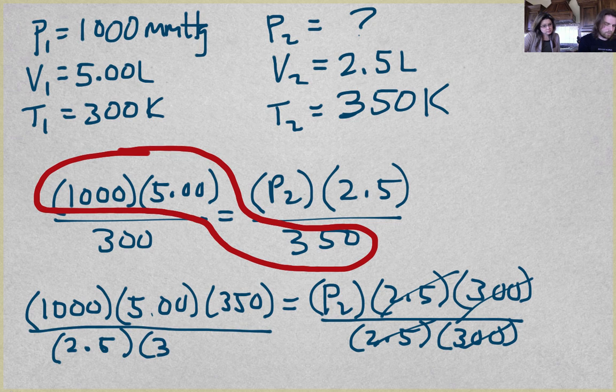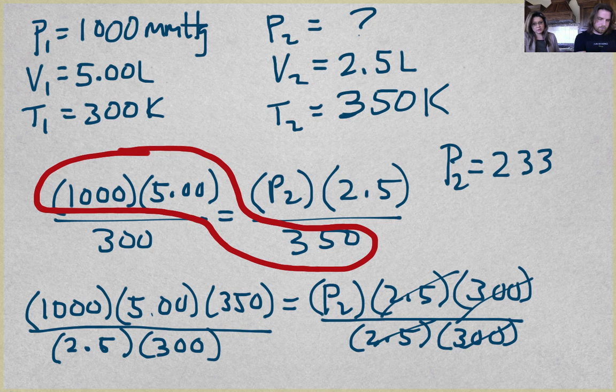Now, if this is not the way you like to do your math problems, this is just one way. As long as you get the same answer that we do, it doesn't really matter. Yep, you can treat each side independently if that's easier. So in this case, our P2 is going to be equal to 2,333 millimeters of mercury.